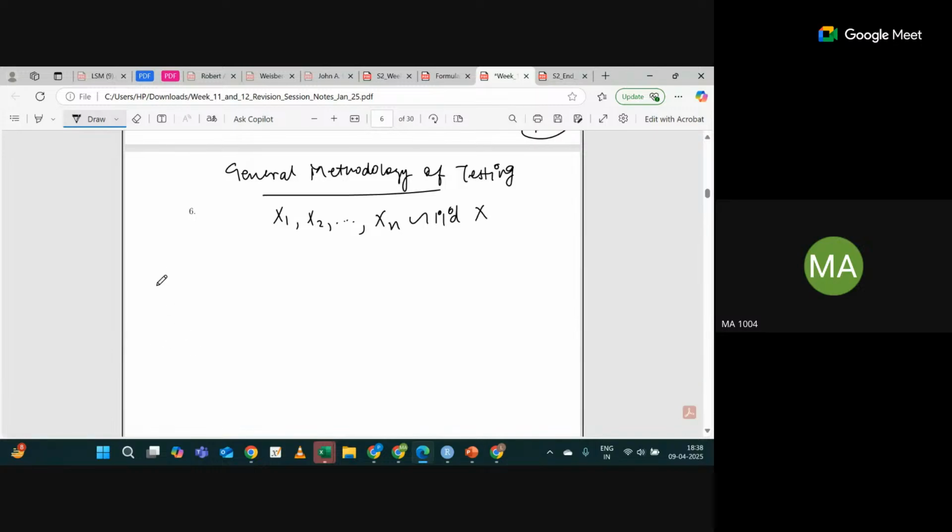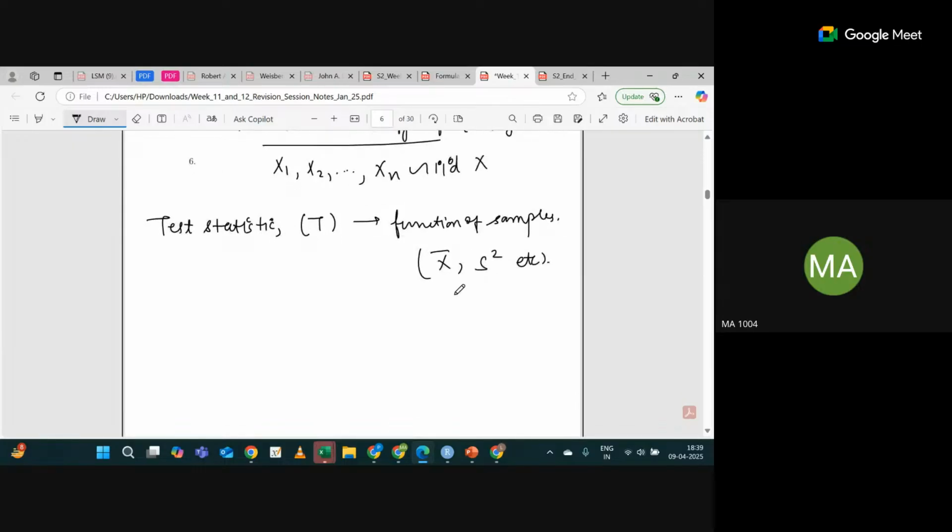Then you have to define a test statistic. This test statistic we usually denote with t. What is this test statistic t? It is nothing but a function of the samples. Usually you have already seen this, like x bar, the sample mean, or the sample variance. So the test statistic is a function of the samples.